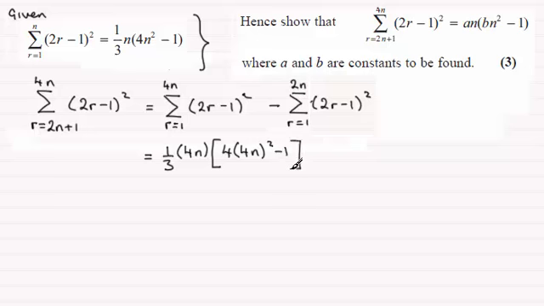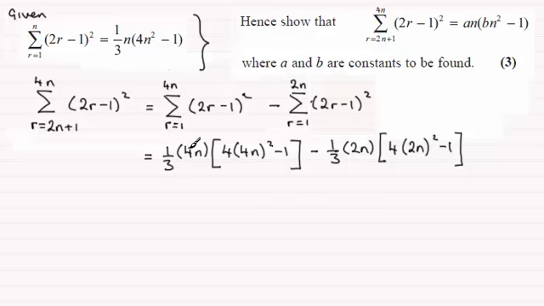And then for this one here, we just replace the n with 2n. So we've got minus, and then we've got 1/3, and then for the n here, it becomes 2n, and then in a square bracket it would be 4 times all of (2n) squared minus 1. So it's just a question now of trying to simplify this, and get it into this form here.